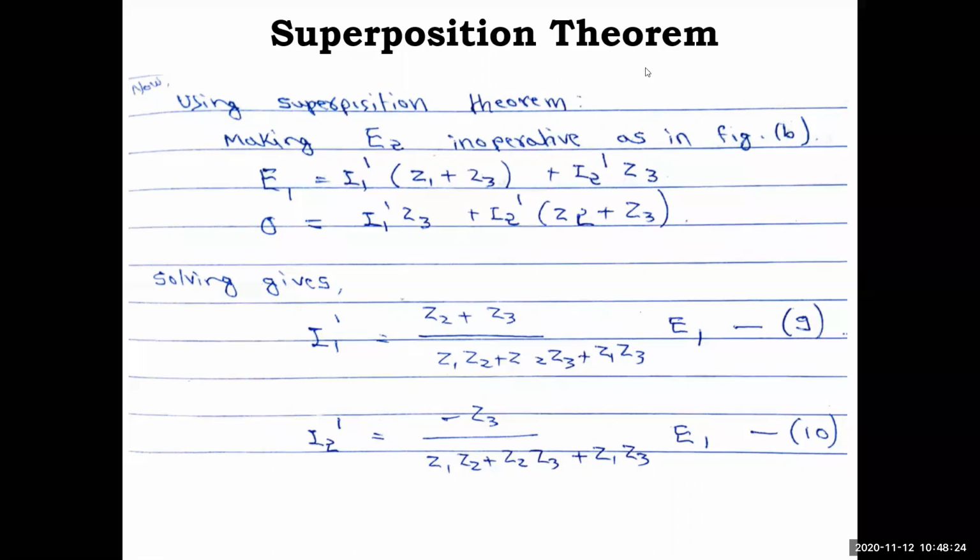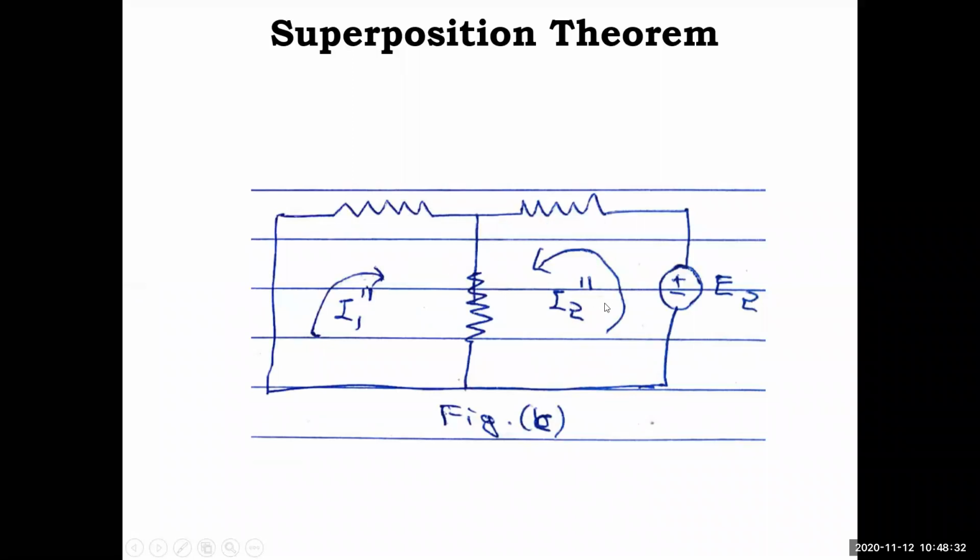Similarly, we'll refer to the figure now. That means we'll make E1 inoperative, we'll make E1 0 and E2 as it is. Okay, so this is the figure you had, figure C. We'll call the currents I1 double dash and I2 double dash. You already have the figure, I am just showing you.